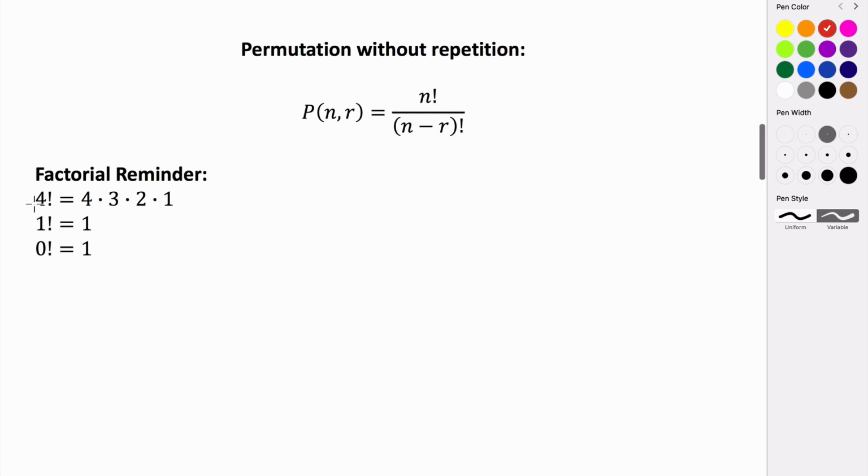So if you have something like 4 factorial, that means that you start at 4, the integer 4, and you multiply it by all of the integers until 1 in descending order. So 4 times 3 times 2 times 1. So this would end up being 12 times 2, which is 24, times 1 is 24. So that would be 4 factorial. 1 factorial by definition is just 1, and 0 factorial by definition is 1. So this is a permutation without repetition, and this is the formula that you use.